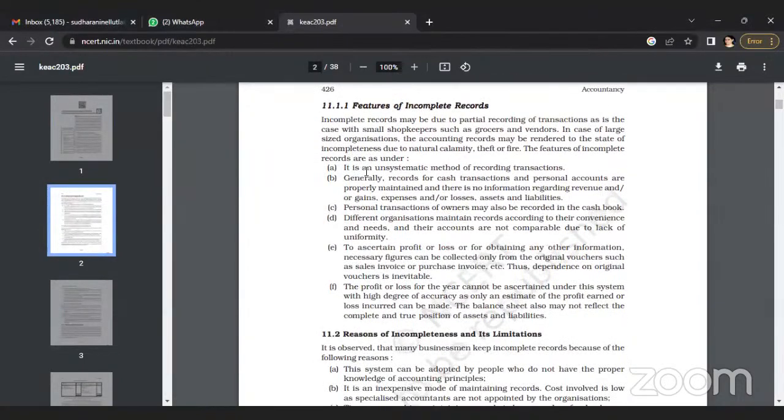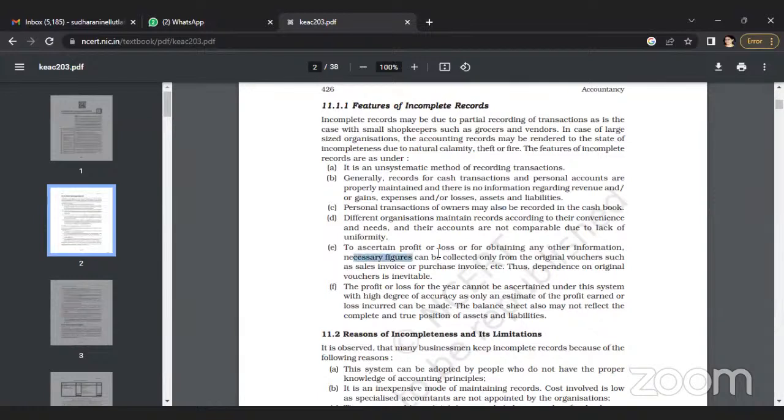Coming to the features of incomplete records, it's an unsystematic method of recording transactions. They maintain only personal accounts and cash transactions. That means they maintain the record of all personal accounts and cash transactions, and personal transactions of owners also they combine. Next, across different organizations there is no systematic approach. Every organization has its own procedure, and they record in their own methodology.